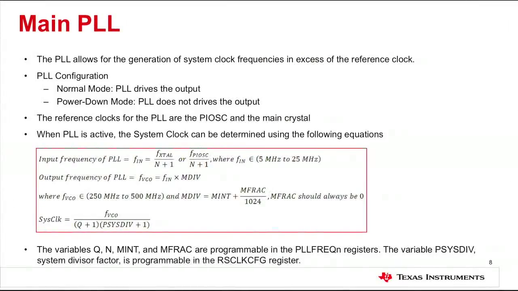Before we conclude our discussion, I would like to quickly educate you about the main PLL also. As I mentioned before, PLL is used to generate system clock from either precision internal oscillator or main oscillator. It can be configured to operate in normal mode and powered on mode. It can be shut down during the deep sleep mode to reduce the overall power consumption. Equations to calculate the output frequency of PLL are shown on the screen. Just in case you're interested, take a look at it.